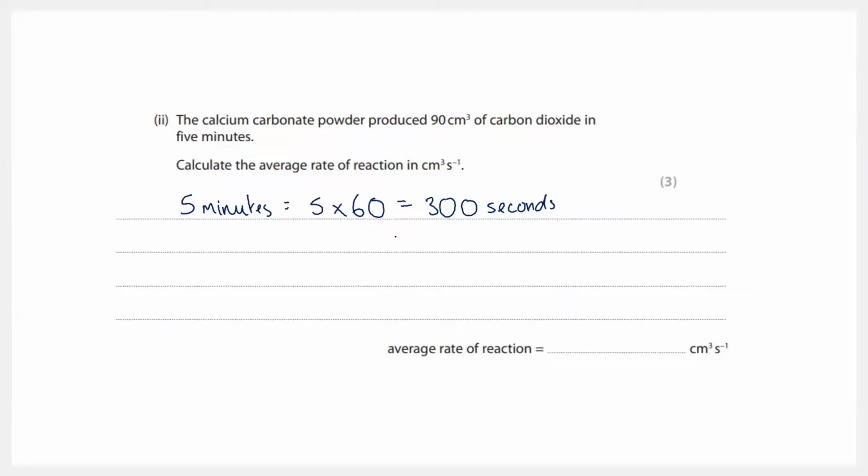So we need, rate is always something over time. So in this case, the rate is 90 centimeters cubed over 300. So on our calculators we do 90 divided by 300, which is 0.3. So it's 0.3 centimeters cubed per second. It seems like a low number, but it's per second, not per minute.